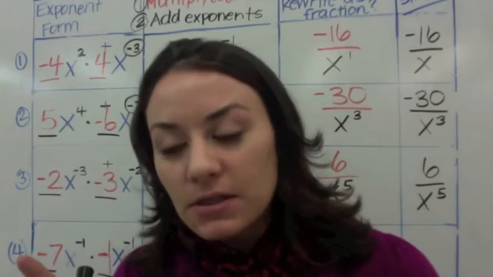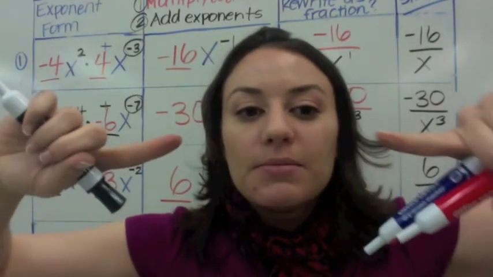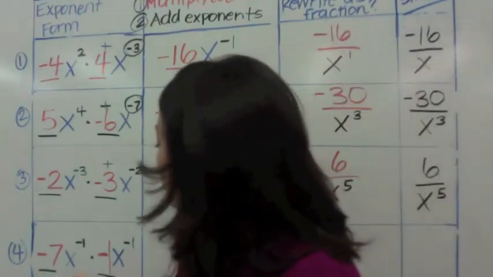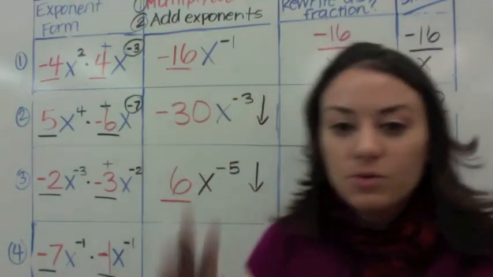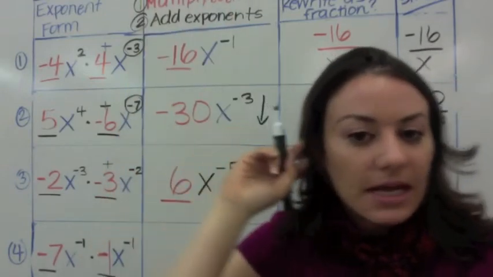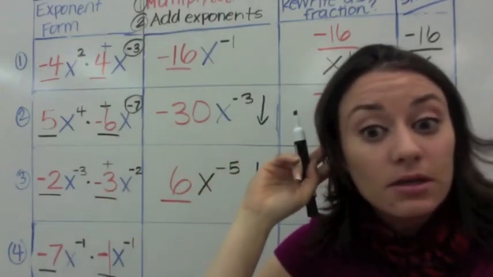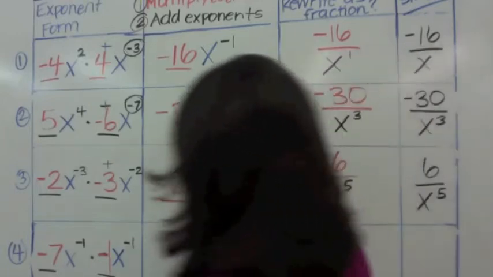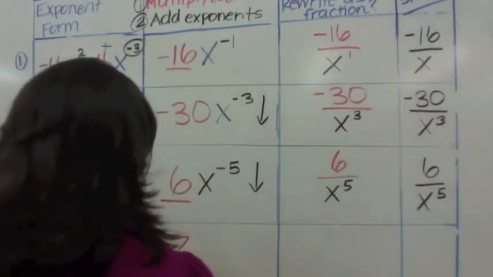Multiplying negatives, negative times negative when they touch is positive. So you have a negative 7 times a negative 1. Who knows what that is? Negative 7 times negative 1. Miguel, what is it? Negative 7 times negative 1. Positive what? Positive 7. That is correct. Okay, so you have 7.